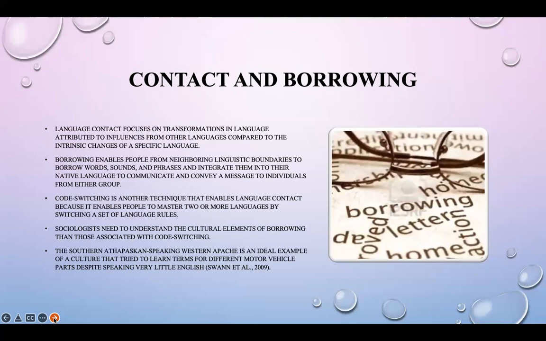However, some conservative cultures may attempt to counter the influence of another language on their native language. The Southern and the Sabacan speaking Western Apache are an ideal example of a culture that tried to learn terms of different motor vehicle parts despite speaking very little English. Furthermore, continuous use of a specific language nurtures a culture of language and enables gradual evolution from one generation to the next.